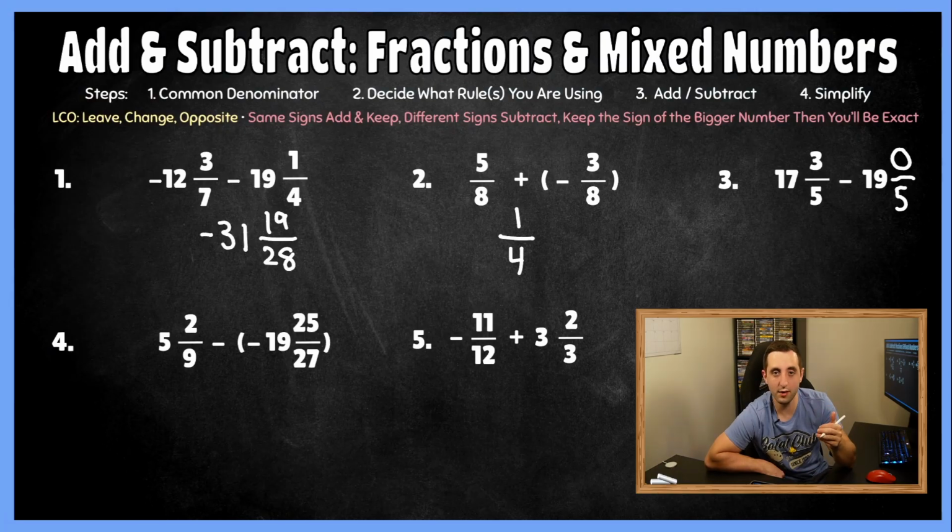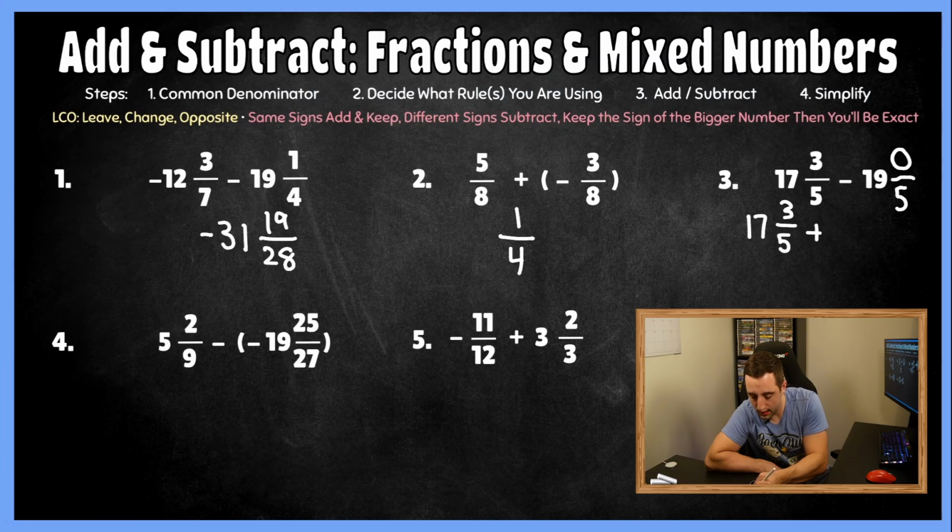So we got a common denominator, and now we need to decide, well, what rule are we utilizing here? Well, it's subtraction, so we're going to leave, change, opposite. So we have 17 3/5 that we leave alone. We're going to change subtraction to addition, and we're going to turn 19 0/5 to its opposite and make it negative.